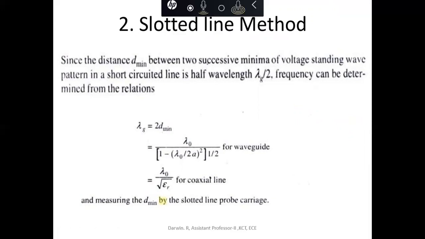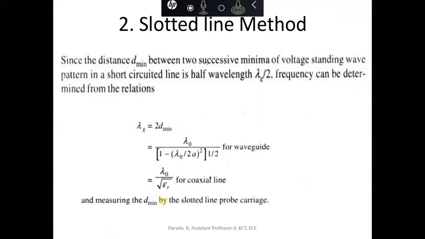So d minimum is the distance of the first V minimum from your load, and lambda g is the guide wavelength. If you are using a rectangular waveguide, you have one formula, and if you are using a circular waveguide, some other formula will be there. The guide wavelength formula is lambda g equal to lambda naught by root of 1 minus (lambda naught by 2a) the whole square, where a is the dimension of your rectangular waveguide, or if it is a circular waveguide, that will be the dimension.